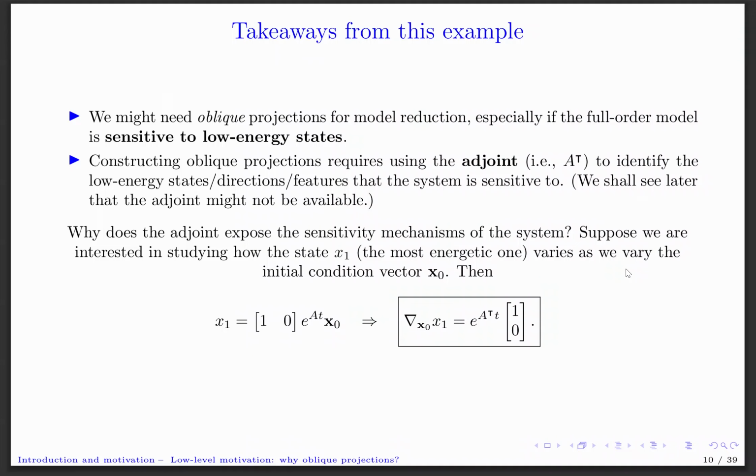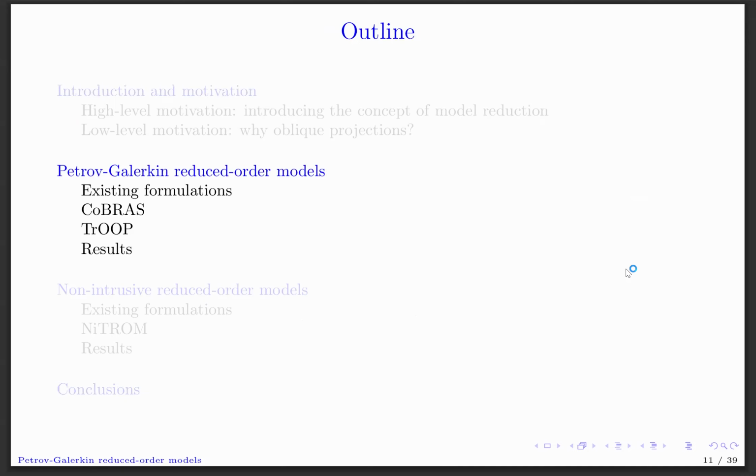And so we can compute the gradient of x1 with respect to x naught here in bold. And we see that this vector, the gradient, which is now two-dimensional, lies in the span of e to the A transpose. So here you see that basically the gradient lies in the span of the adjoint. So this is why, if we think of gradients as telling us about sensitivities of the system, we sort of close the loop in the sense that adjoints tell us about sensitivities of the system. Excellent.